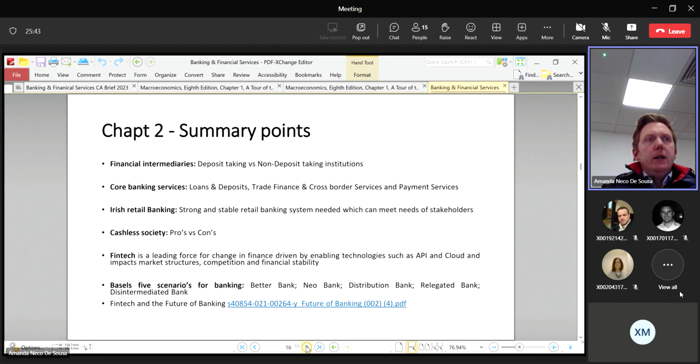We just touched on the Irish retail banking landscape and the IFSC, and why Ireland is an attractive place for banks to locate. We looked at the pros and cons of the cashless society. We looked at the fact that fintech is a leading force for change in the banking sphere, and there are opportunities for banks to participate in this, provided they're adopting the right digital technology, and in some instances and in some markets they'll effectively be disintermediated by technology.